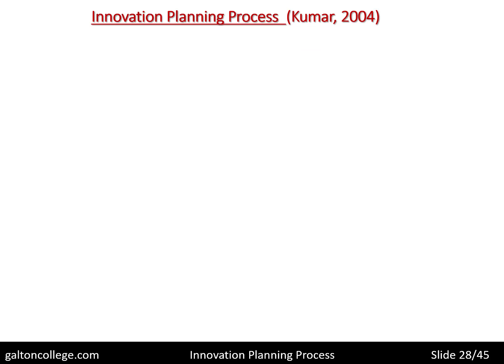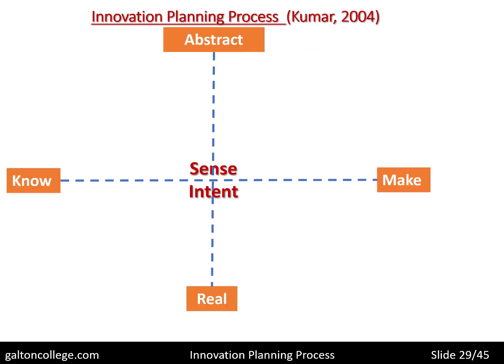So the innovation planning process, according to Kumar, he saw it as almost four directions, four aspects to it: abstract, make, real, know, and in the center we have sense, intent. We'll talk about these and explain each one as we go through. But if we start to fill in what's inside here, we start with the know and the abstract. We can fill in analysis. It's what we know and what we can abstract, what we can think.